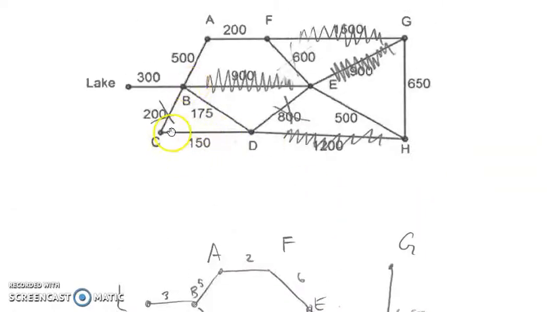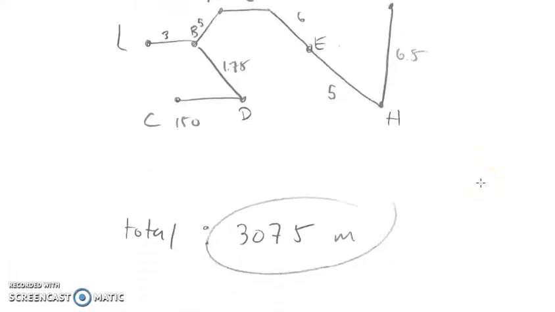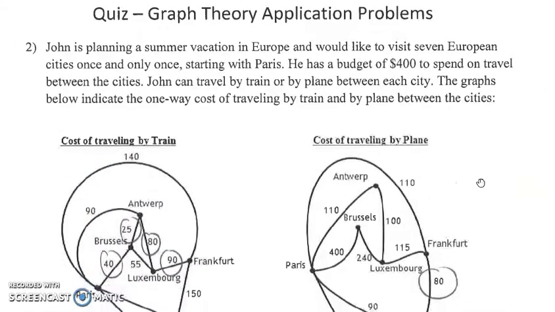Like over here, for instance, I removed the 200. But I can't also remove this 175 because then D would be cut off. And I can't also eliminate the 150 because C would be cut off. So this, what I've got left here, is a tree. It reaches every possible letter, and that's my total length. Question 2.